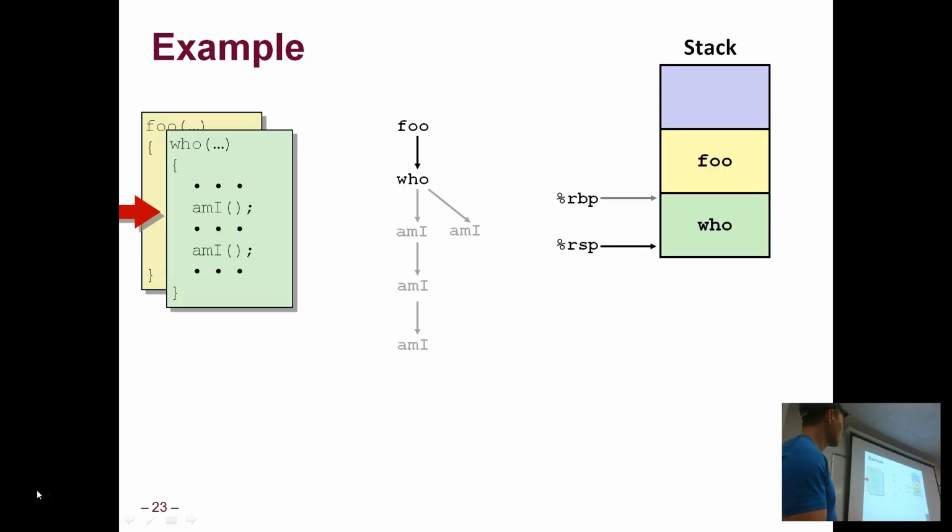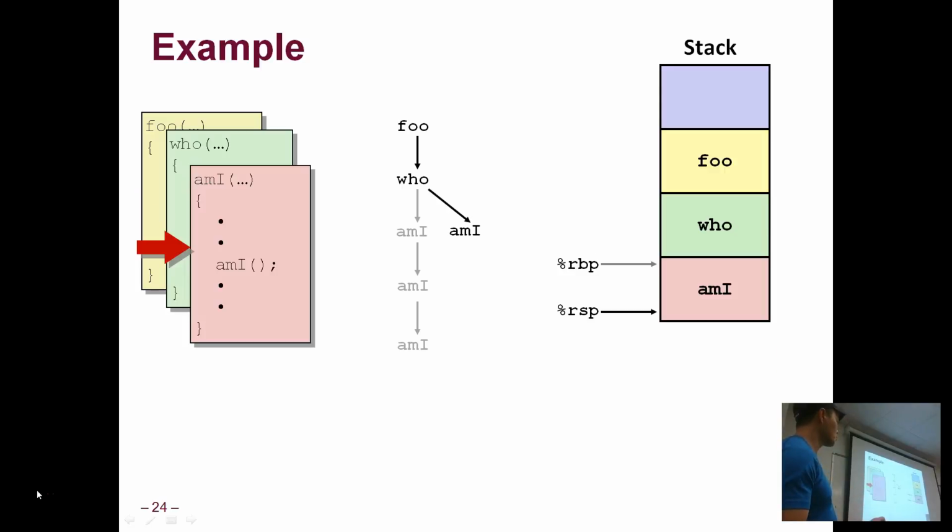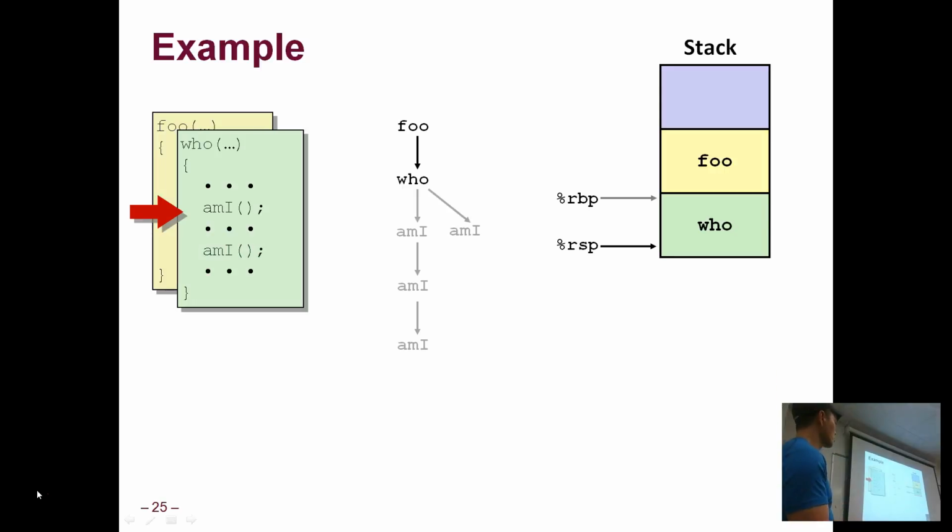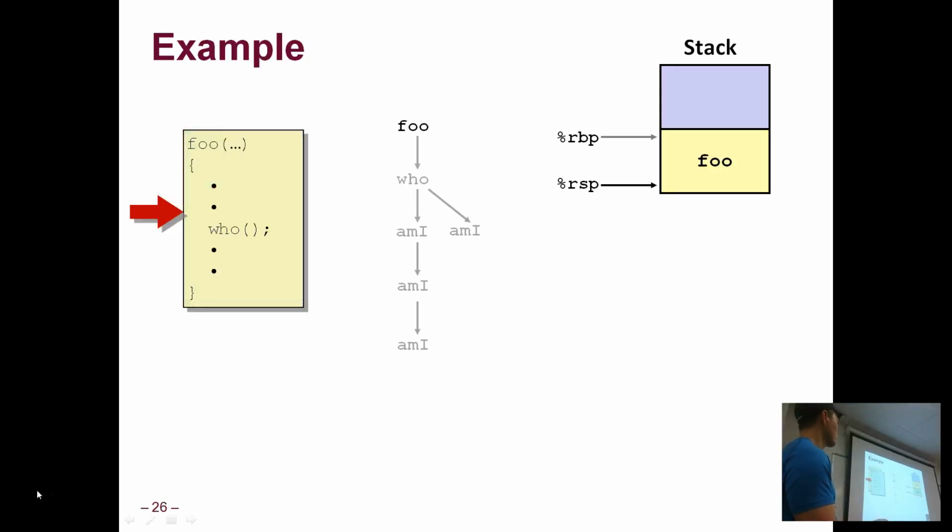And then when who calls the other ami, you create a new stack frame with new sets of local variables, with new function arguments. And you create a new instantiation of ami. And then this thing returns to who. And then who returns to foo. And then you're back to the original stack. Like you were saying before, all that memory is still there. You're just moving RBP and RSP. And when you move it back up, you just overwrite it.